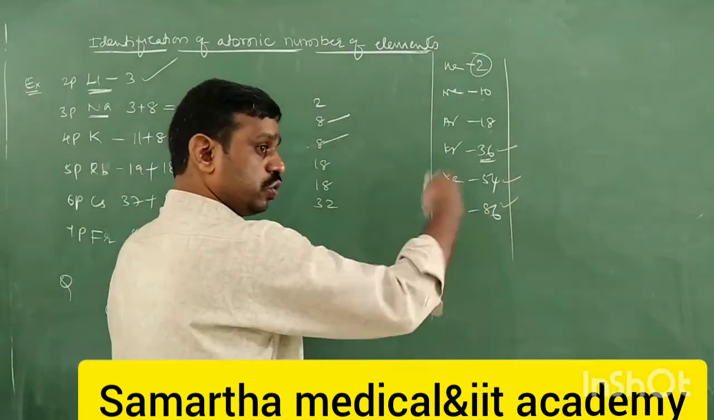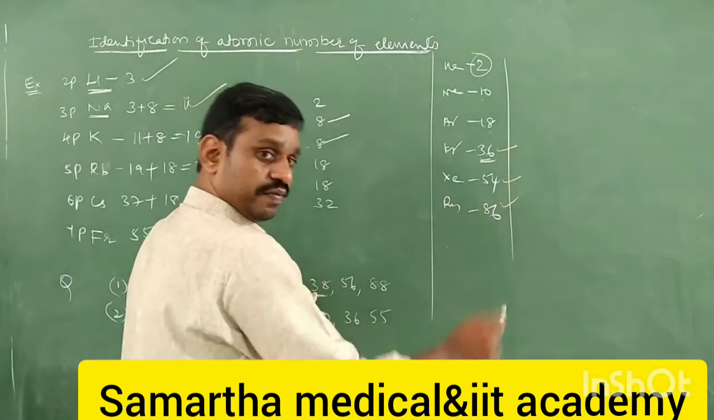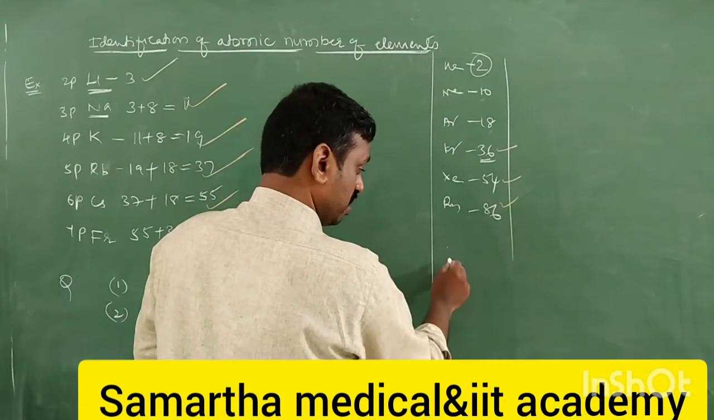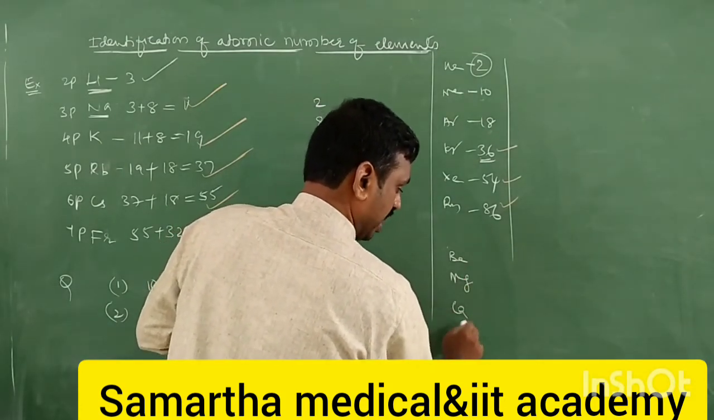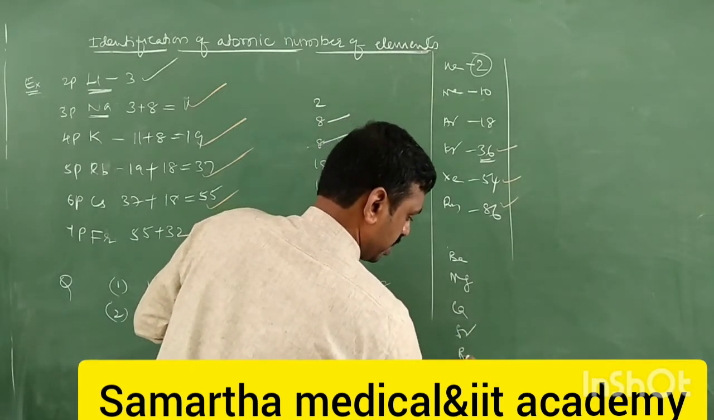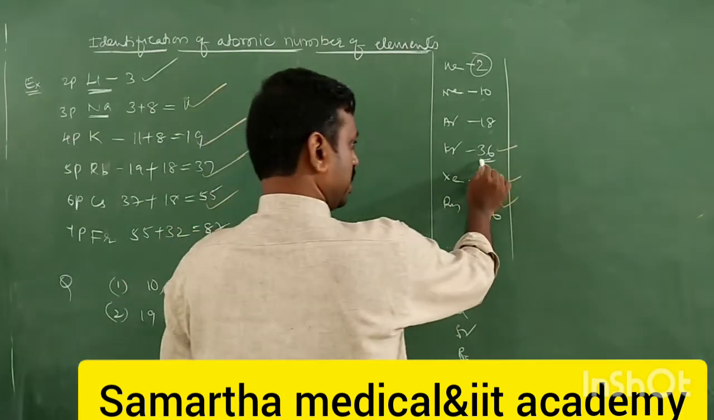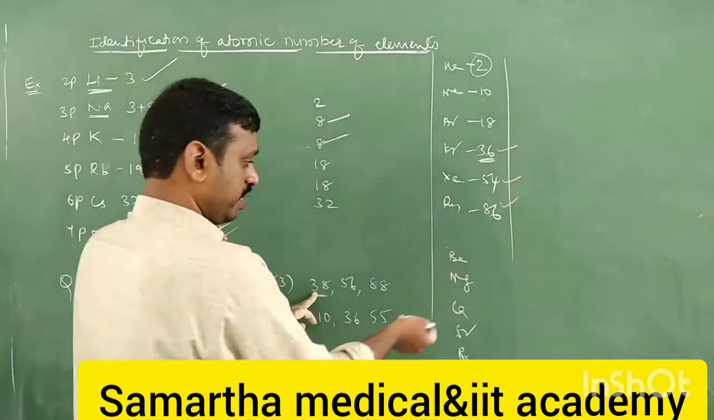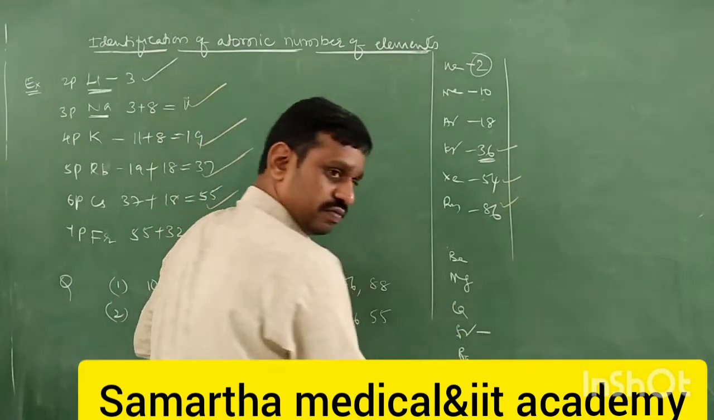It means after 2 atomic numbers, which group comes? Second group, alkaline earth metals. What are the alkaline earth metals? Beryllium, magnesium, calcium, strontium, barium, radium. Since krypton is 36, this 38 element is strontium.